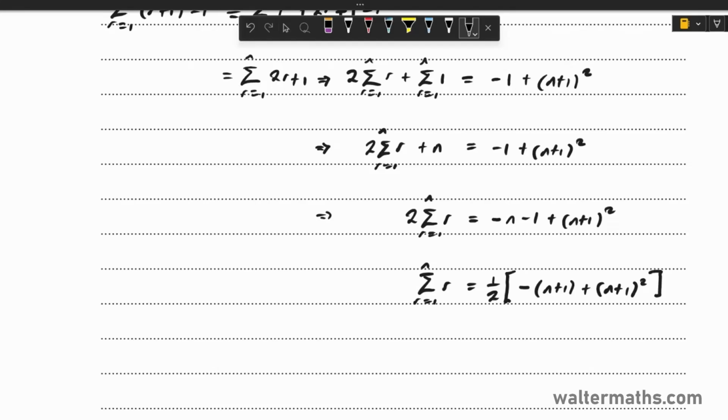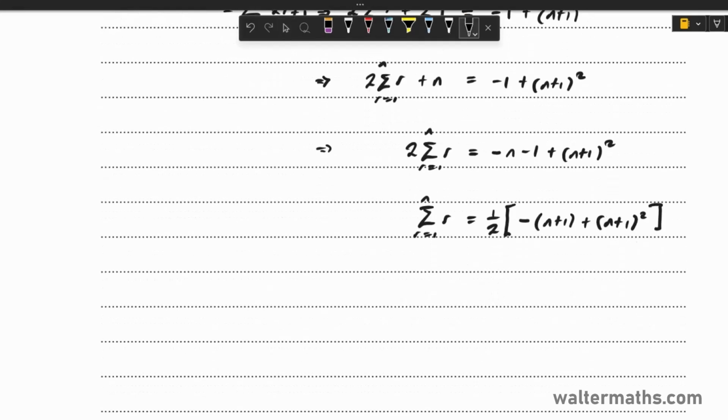Now I'm going to simplify what we have inside the square bracket. So I have a half outside, and inside the square bracket, what I'm going to do is factorize, so factor out n plus 1. So I have n plus 1 here, close bracket, and dividing n plus 1 into minus of n plus 1, we get minus 1, and dividing n plus 1 into n plus 1 squared, we get remaining n plus 1, close bracket, like this.